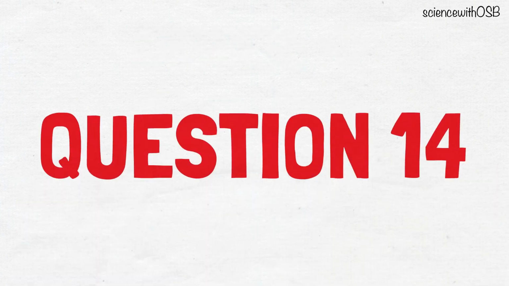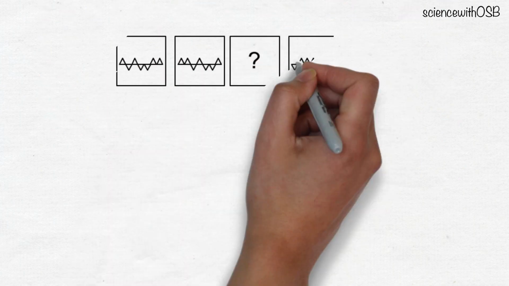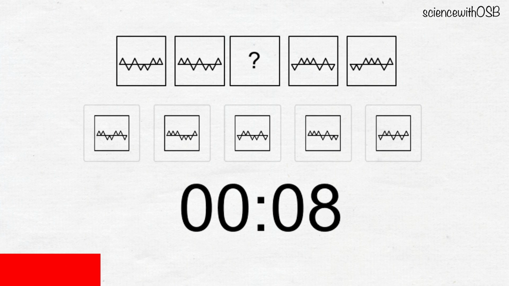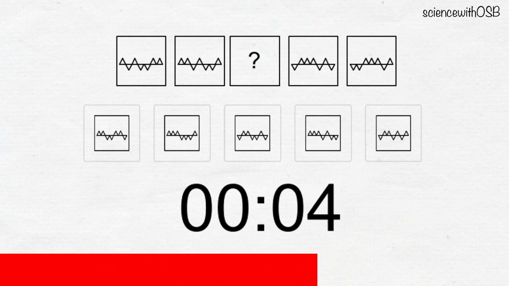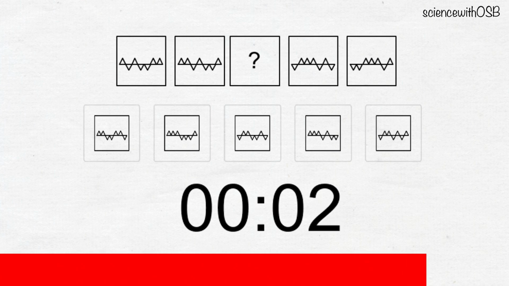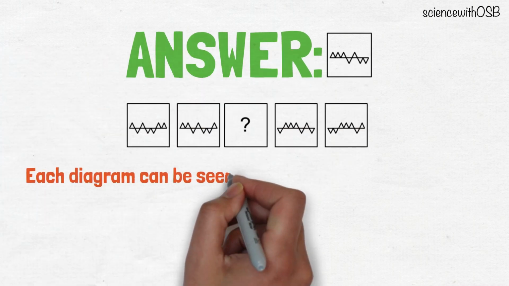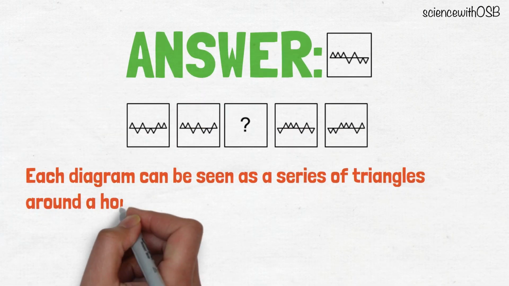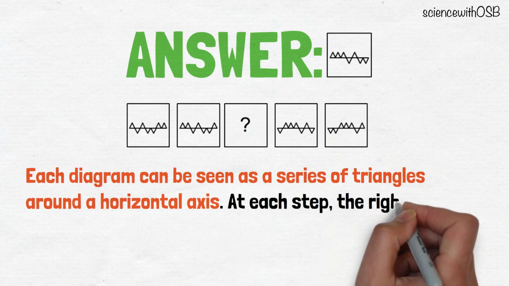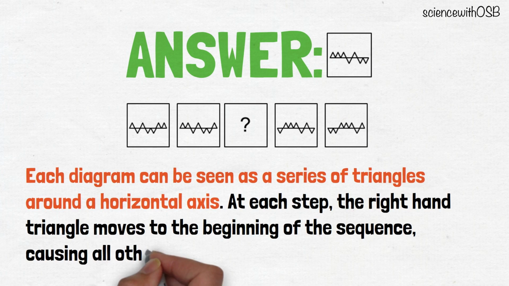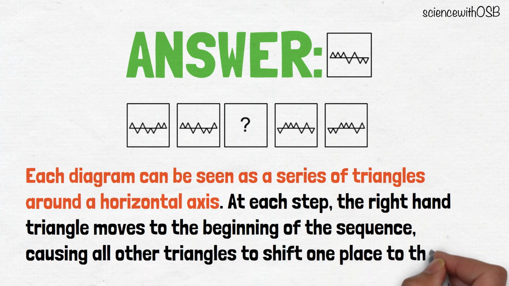Question number 14. Choose the image that completes the pattern. The correct answer is option 4. Each diagram can be seen as a series of triangles around a horizontal axis. At each step, the right-hand triangle moves to the beginning of the sequence, causing all other triangles to shift one place to the right.